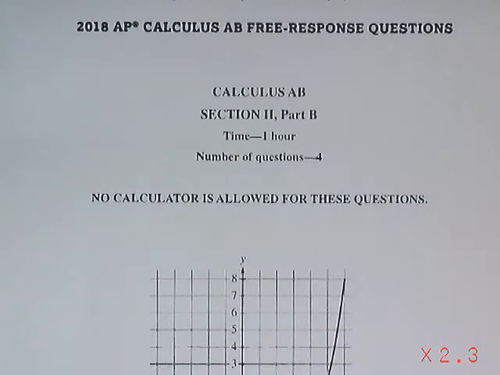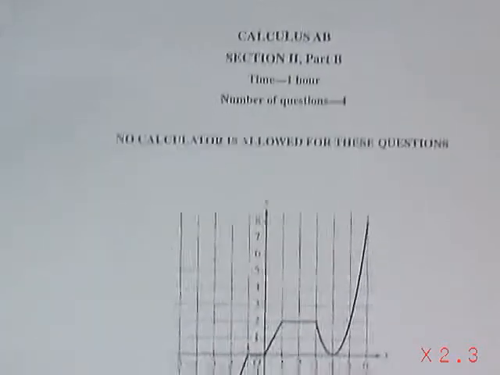Coming back at you with part B of the 2018 AP Calculus AB free response. Part B meaning no calculator, so put those calculators away. Next 4 questions, 3, 4, 5, and 6 are to be done without a graphing utility. Okay, so let's jump in with number 3.